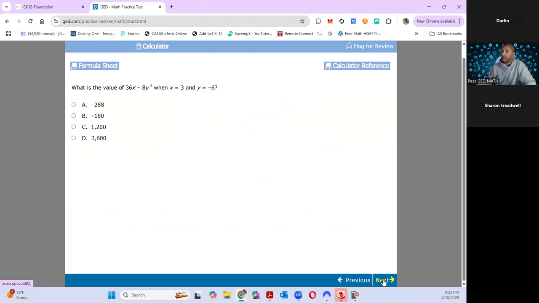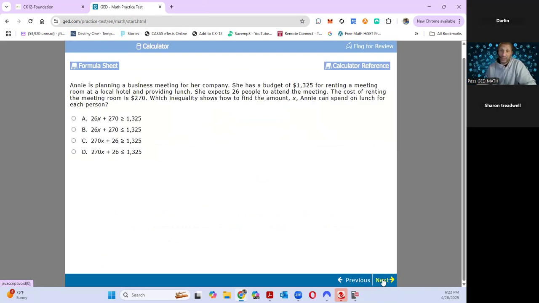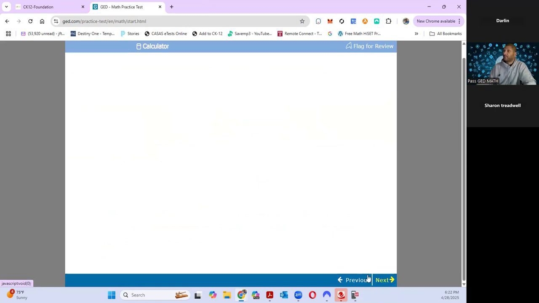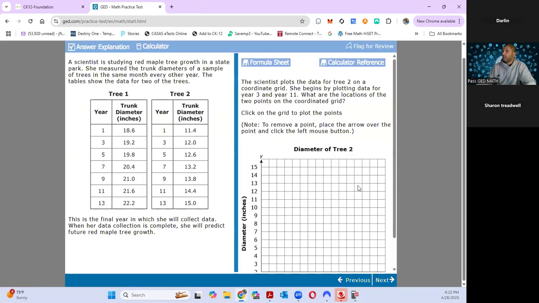So this is a GED practice test offered by GED. And this is a question that most people get incorrect. First of all, the first part of this is saying the scientist plots data for tree two on a coordinate grid. She begins by plotting data for year 3 and year 11. So first of all, identify your givens. It's from tree two. You want to plot year 3 and 11.